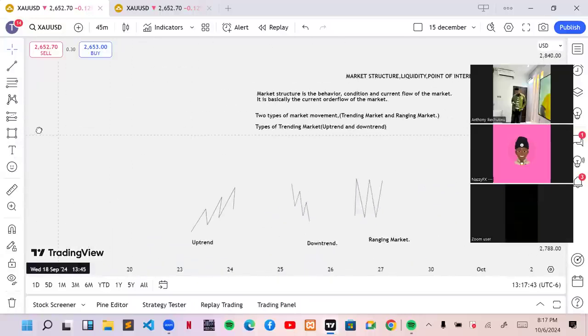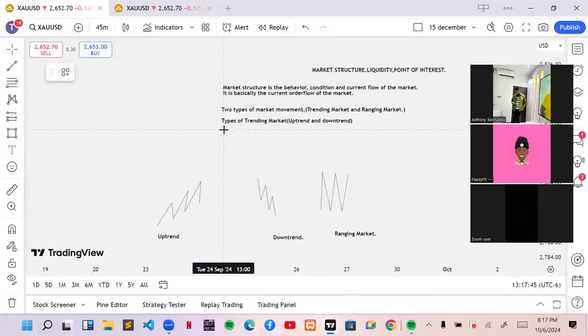Now, market structure shifts. The two things I look out for while picking the structure part of the strategy are market structure shifts and break of structure. Market structure shift is an indication that a current trend is about to end and a new one is about to begin in the opposite direction.